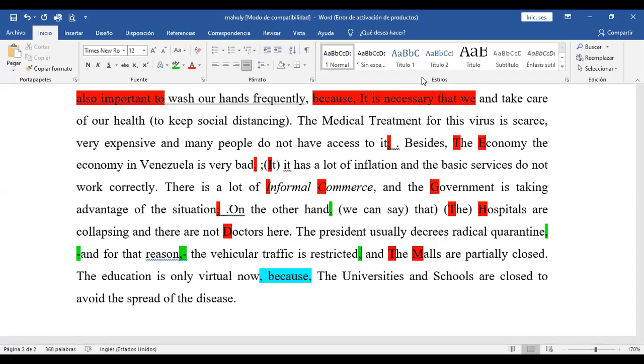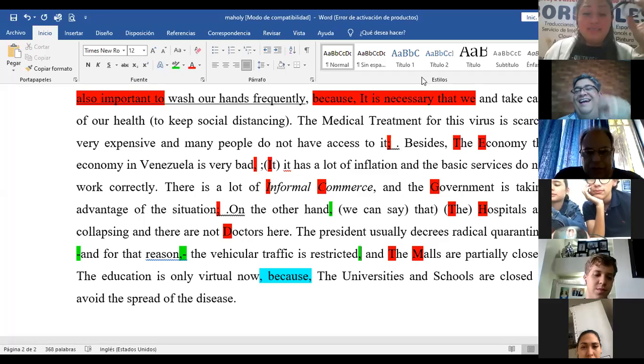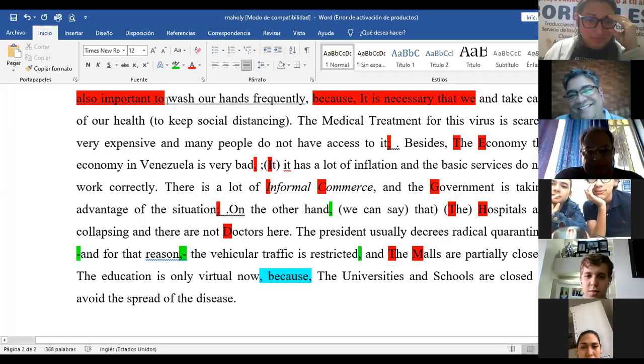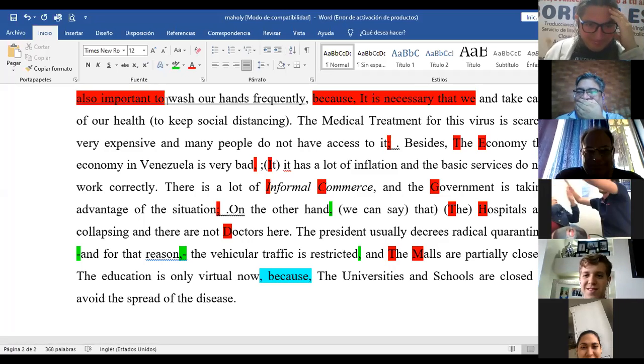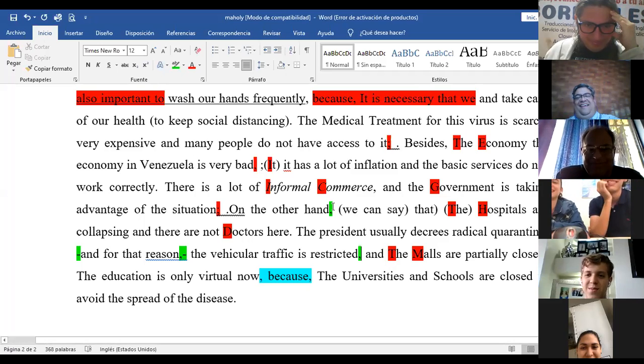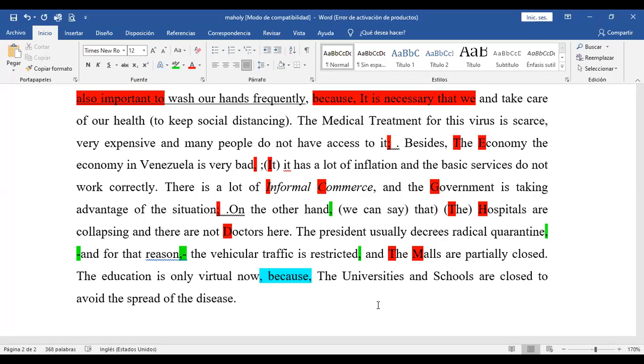¿Cómo se llaman? Clauses. Uy, Adriana está volando hoy. Uy, Adriana, no es por nada. Muy bien. Very good, Adriana. Very good. Excellent. A ver. Ajá, listo.